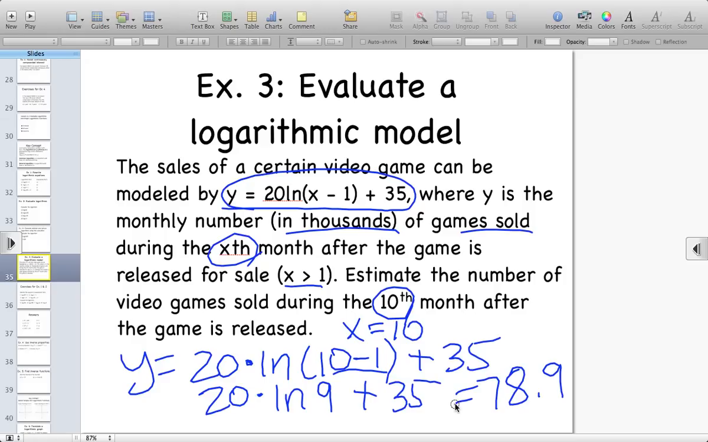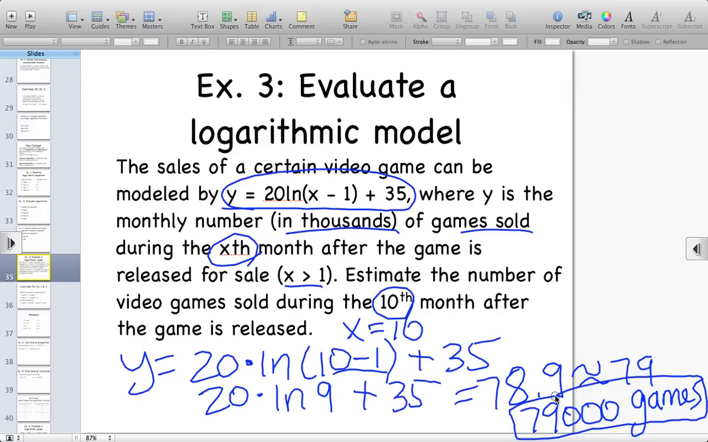78.9, but we're talking about in the thousands, so let's go ahead and round that up to 79, because that would mean 79,000 games were sold in the 10th month after the game was released. So again, putting it in kind of real life terms, if you wanted to keep it at 78.9, that'd be fine. You just would need to remember that means thousands, so you'd have to have an answer of 78,900. But again, we're estimating some nice round numbers, pretty easy. So I would have said 79,000.